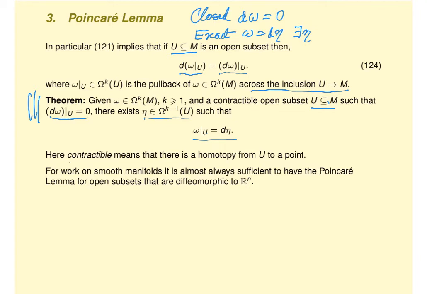Now contractible, if you know a bit of algebraic topology, homotopy theory, means that there's a homotopy from U to a point, but in actual fact, for working with smooth manifolds, it's almost always sufficient just to have the Poincare lemma for open subsets that are diffeomorphic to Rn. So that's easy to arrange because Rn is diffeomorphic to any open ball in Rn, and by taking a chart around a point in a manifold, we get first of all an open subset in Rn, then an open ball within it, and then a diffeomorphism to Rn. So that's very easily satisfied.